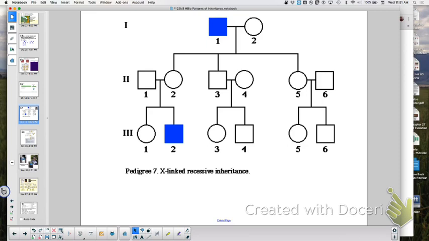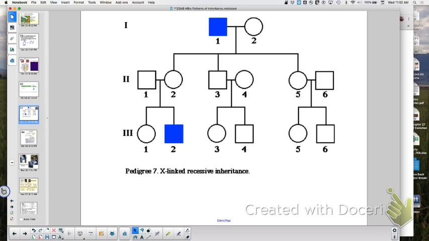Does the mom have to have it? Does the mom have to have the disease? No. She could just be a what? Carrier. Does her dad have to have it? Yes. A daughter will not get a sex-linked disease unless her dad has it.